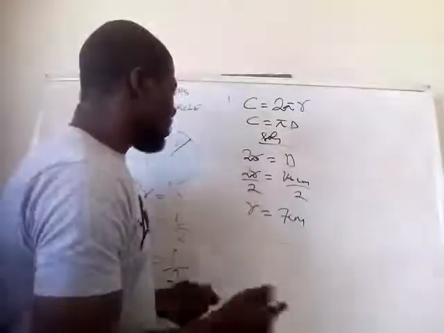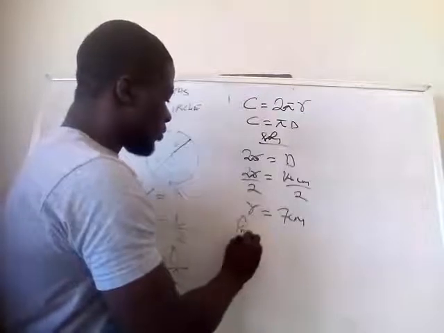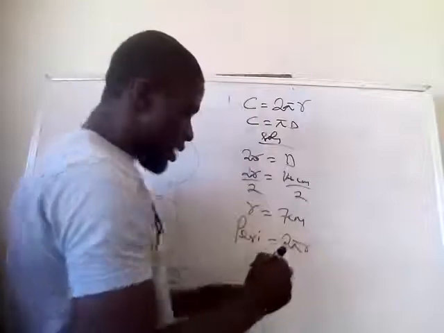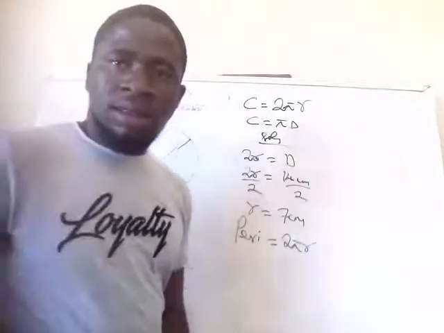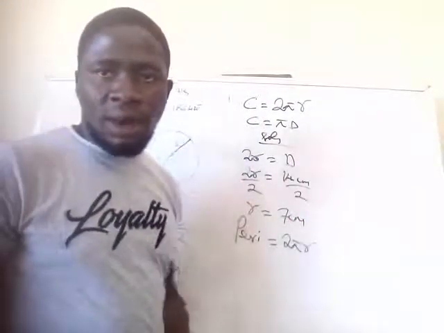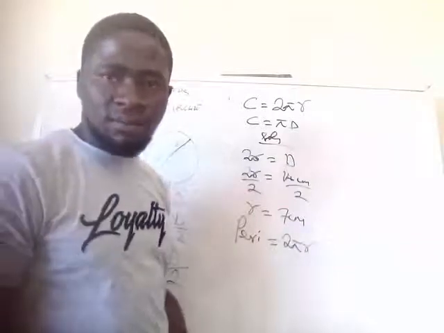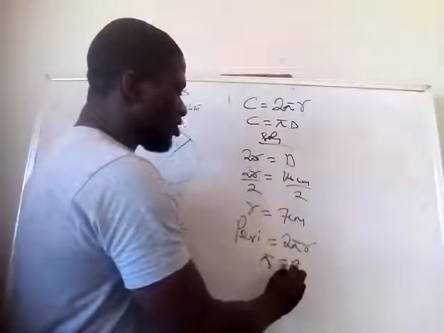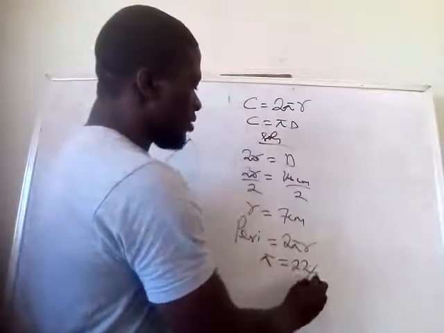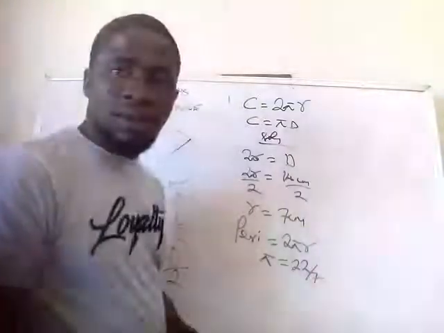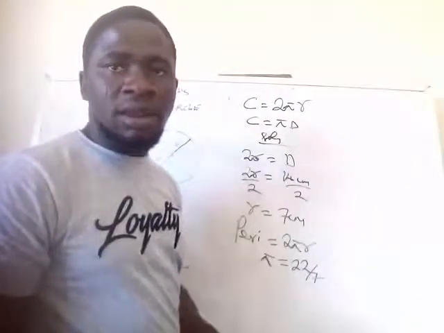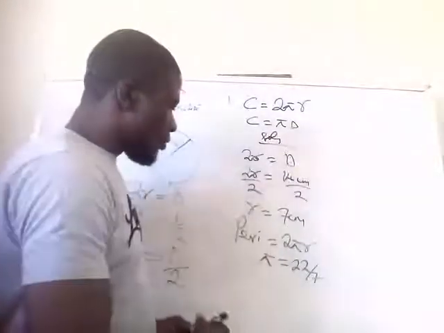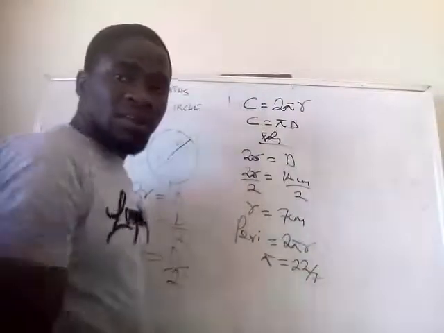I told you that the perimeter of a circle is equal to 2 pi r. Now, what is our pi? Our pi is 22 over 7. Pi is equal to 22 over 7. That is the value of pi anywhere. So you put in the value of r, which is 7.